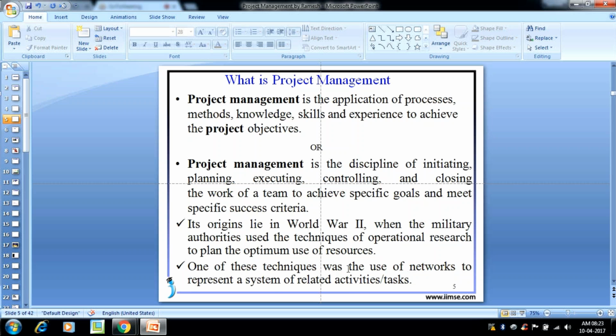Actually, this project management methodology has its origins in World War II, when the military authorities used techniques of operational research to plan the optimum use of resources. Naturally, initially, starting in World War II, they used it. One of these techniques was the use of networks to represent a system of related activities or tasks.